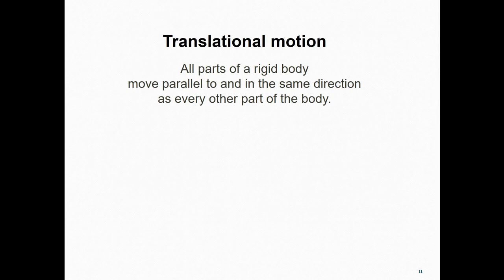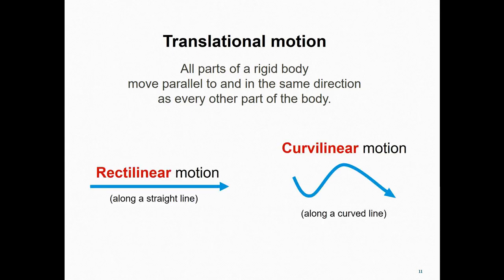A translational motion is said to occur if all parts of a rigid body move parallel to and in the same direction as every other part of the body. Translational motions can be rectilinear or curvilinear. The word linear simply means to be arranged in or extending along a line. Rectilinear motion refers to motion along a straight line. Curvilinear motion refers to motion along a curved line.